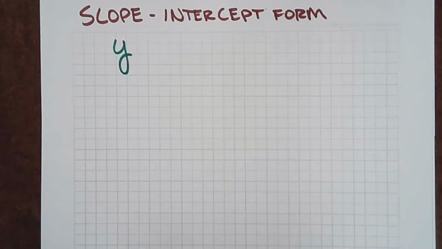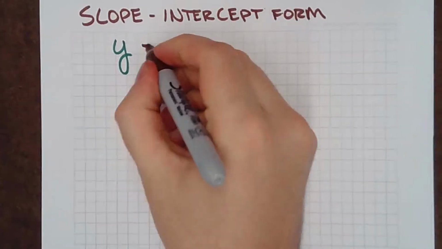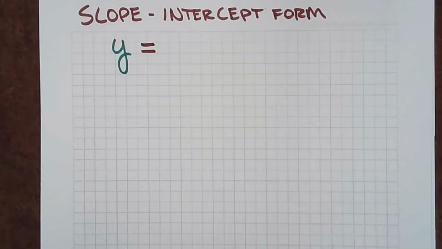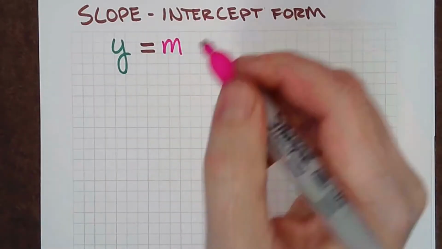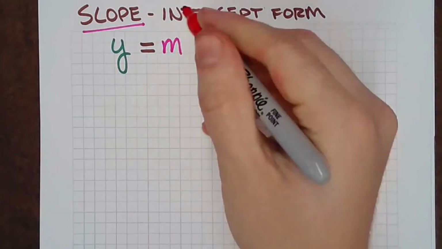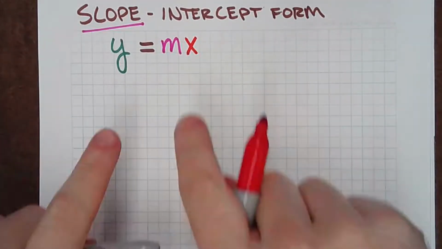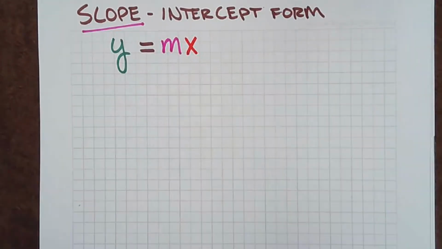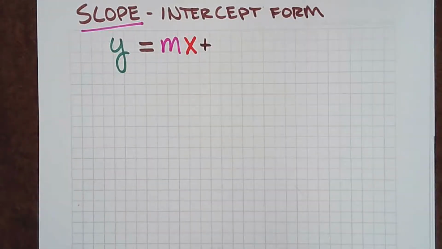Y equals, so notice that y is on its own for slope-intercept form. M, and M here is going to be your slope. We'll talk about that. That's this guy, slope. X, which I'll do in red. That's just your x and your y for the coordinates that make up that line. And then plus this little guy in the end, b.